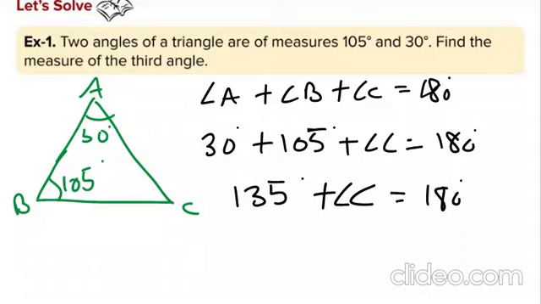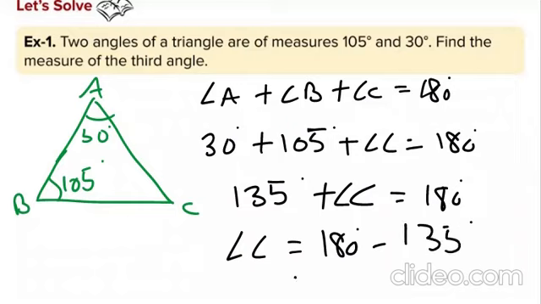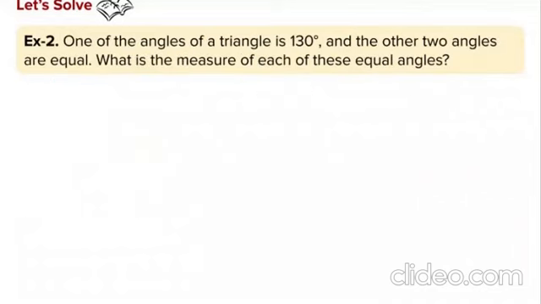So 135 plus angle C is equal to 180. Taking 135 to the other side, what will we get? Angle C is equal to 180 degrees minus 135 degrees. That is 45 degrees. So hence the answer is 45. The measure of angle C is 45 degrees. All right, let us move towards the next question.